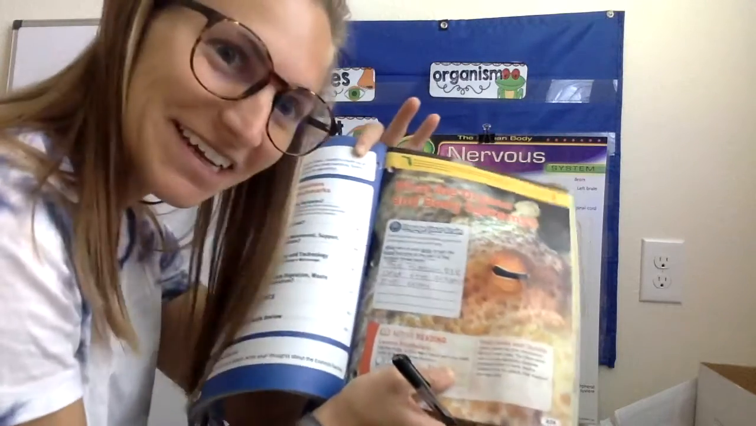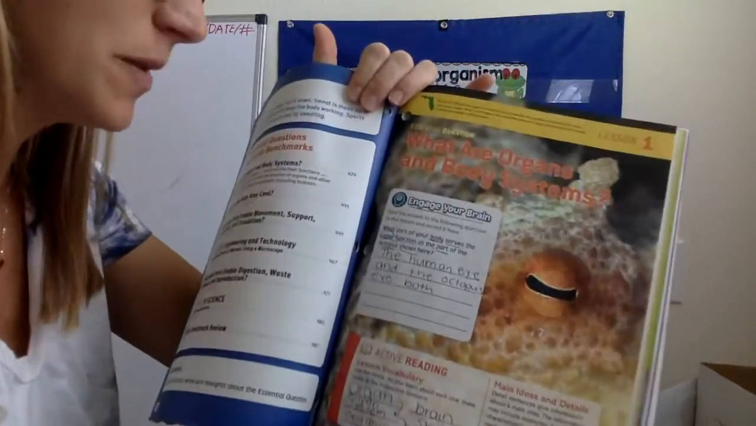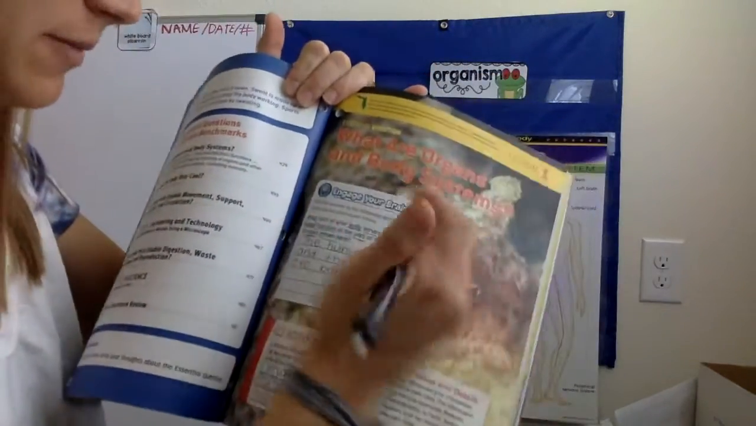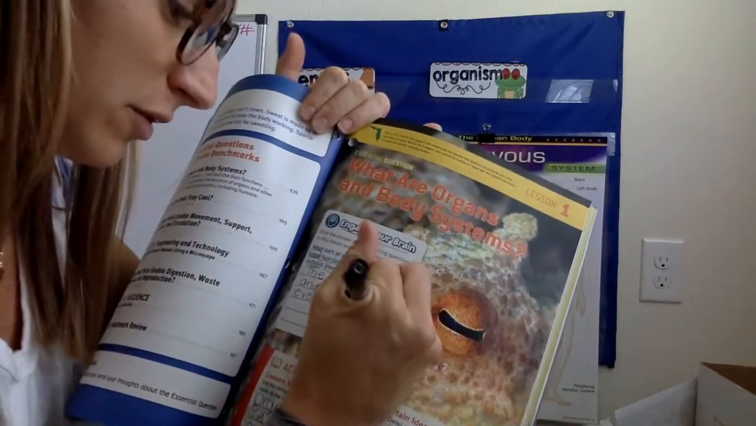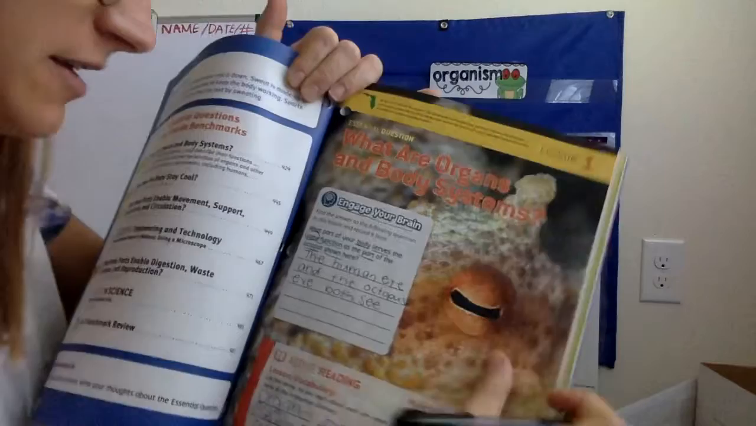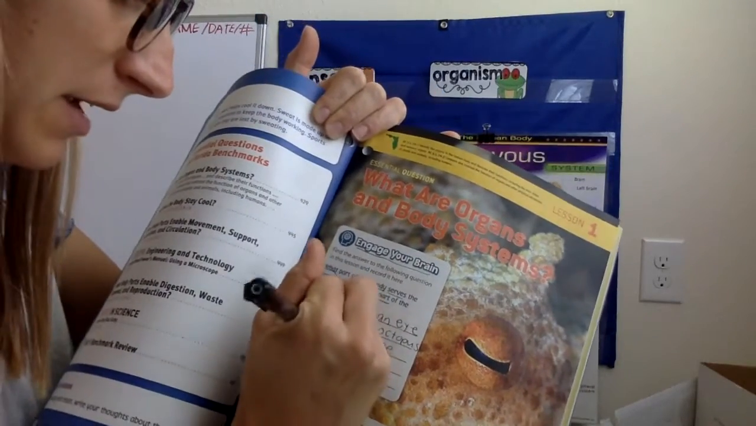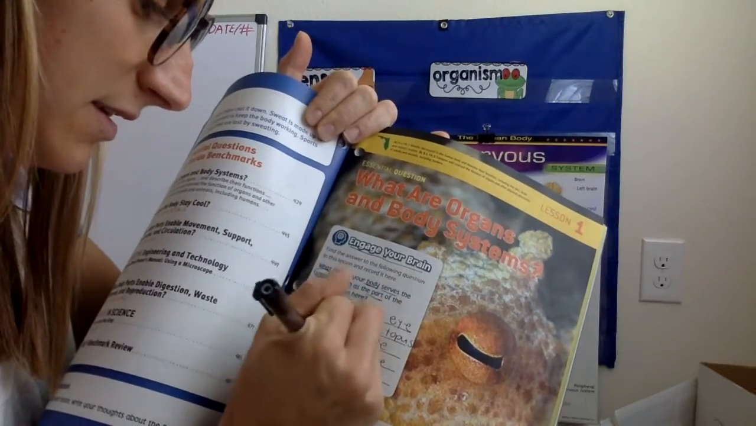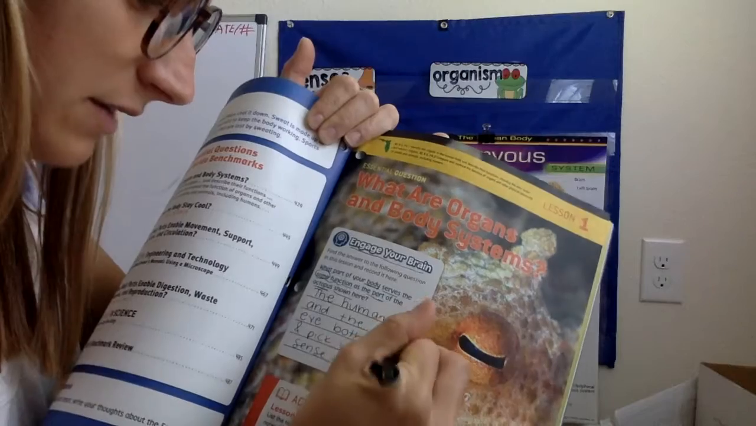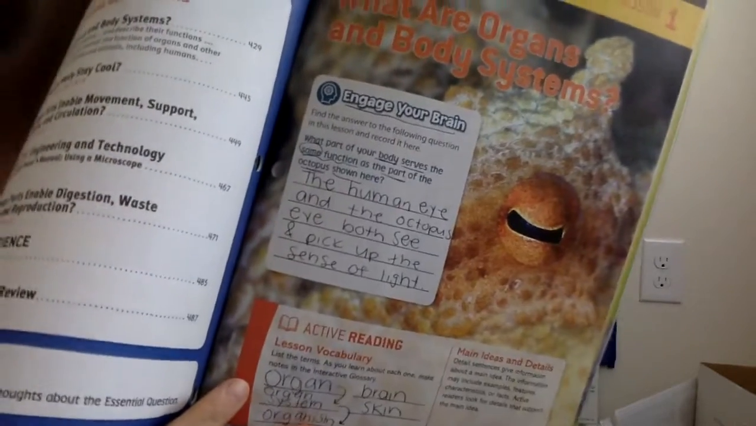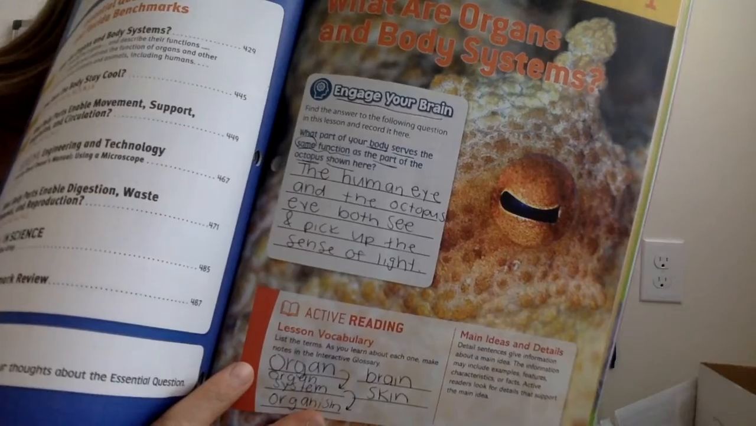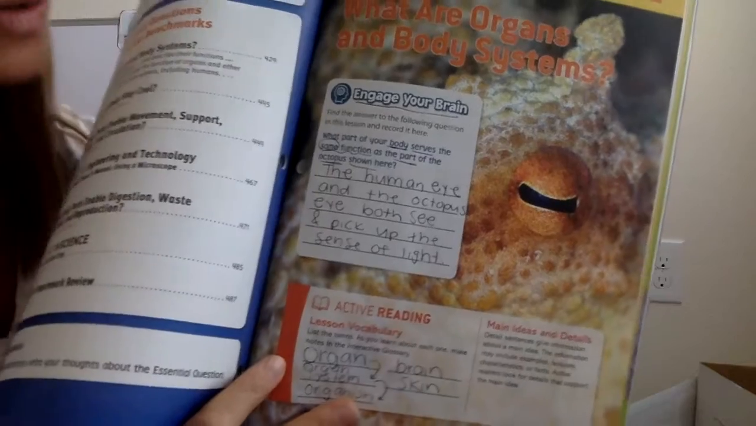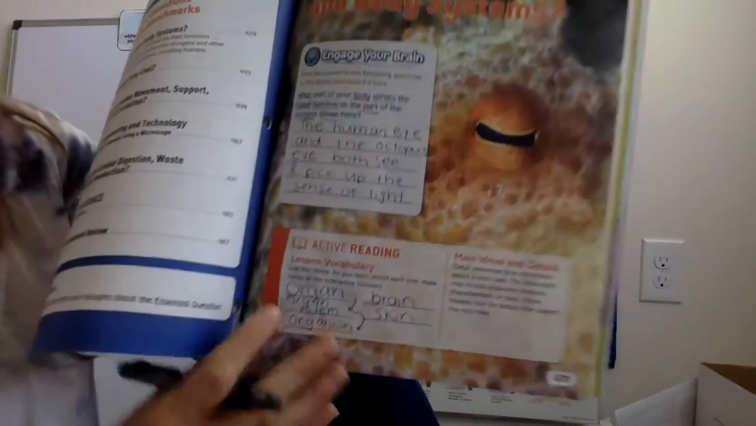If you said see, then you got that one correct. So we're going to say the human eye and the octopus eye both sense light, or they both see. They both have that sense of sight. They both see, let's say, and pick up the sense of light. So take you guys a minute to write that one down. Although we are completely different organisms, we have that organ and that organ function in common.